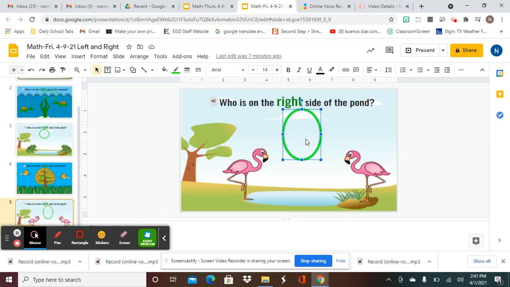Remember, we are doing this so that we are able to tell people directions, which side is the left side, which side is the right side. These are things that we use every day to help us give directions or to help people tell them where things are located.